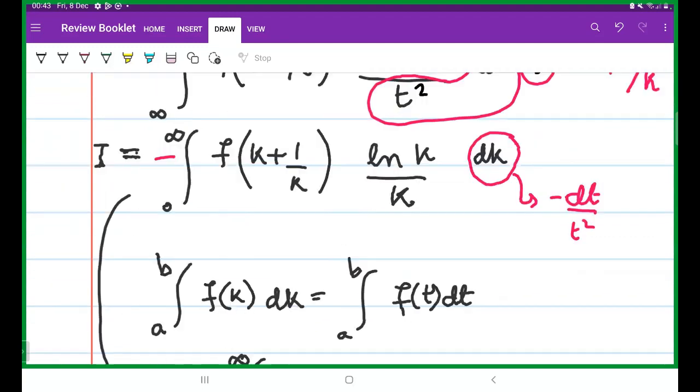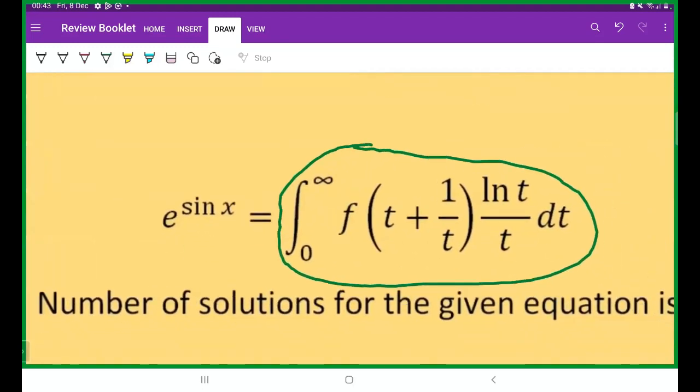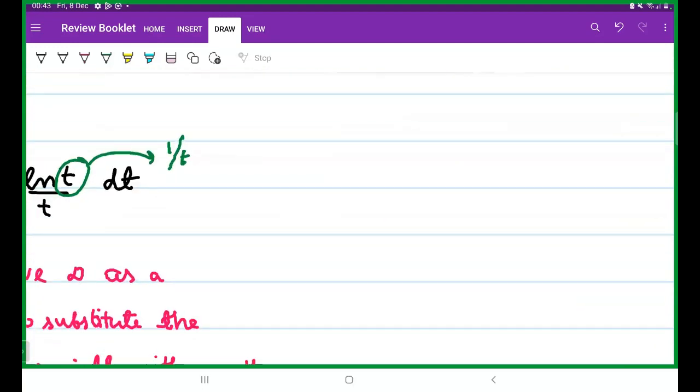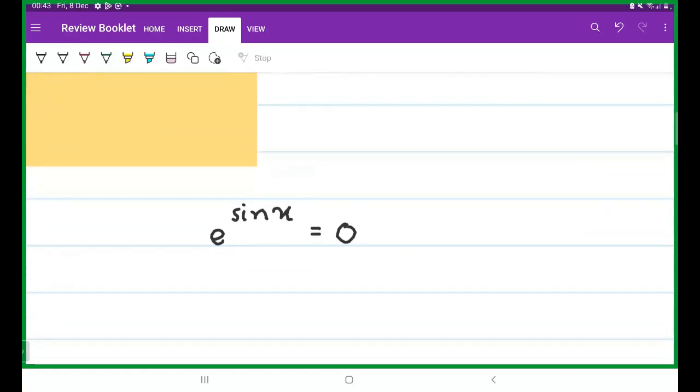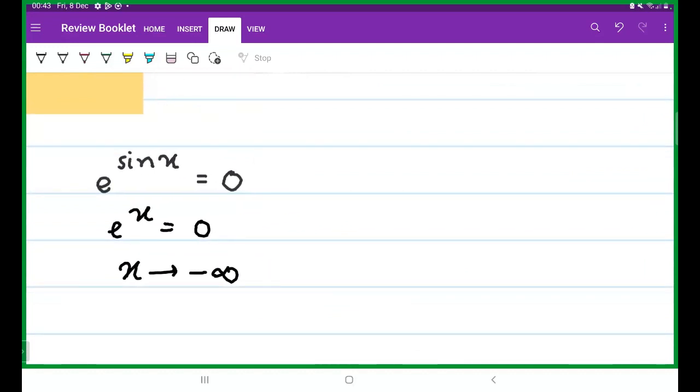Now if we have a look at the question, we need to find the number of solutions for e to the power sine x equal to 0. That's what we have to find, right? e to the power sine x equal to 0. Tell me one thing. Is e to the power x ever equal to 0? Never, right? It's only possible when x tends to minus infinity, right? But will sine x ever tend to minus infinity?